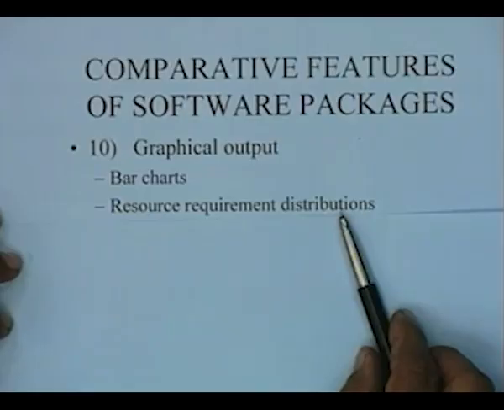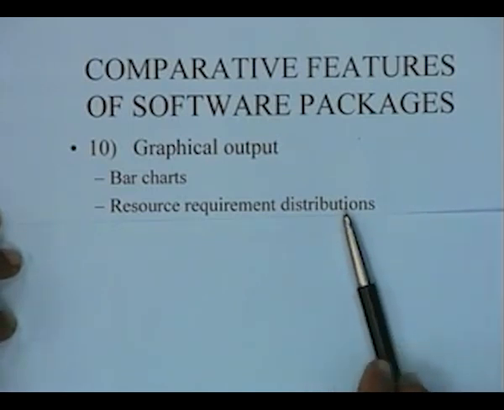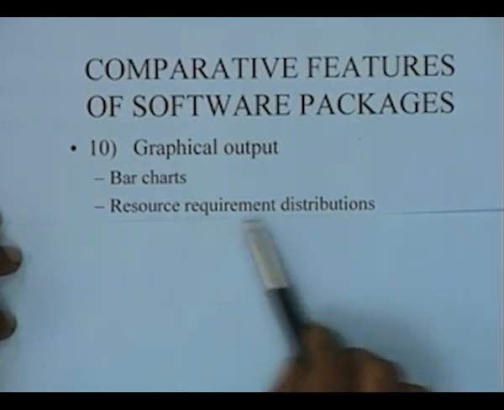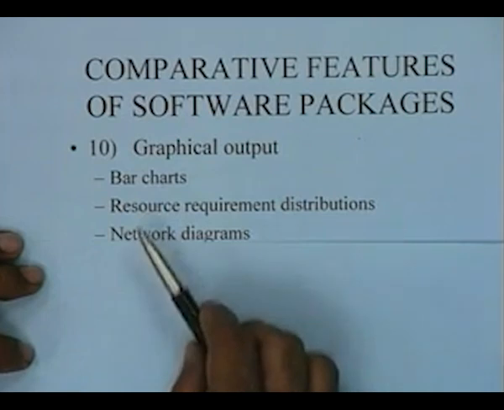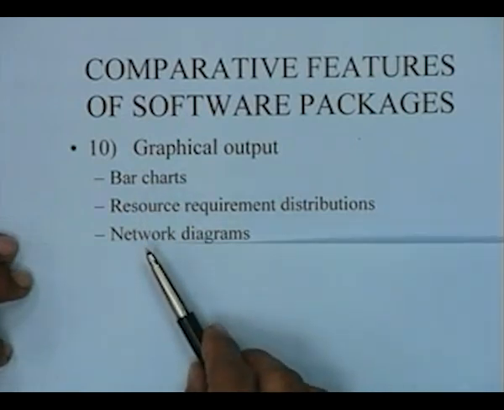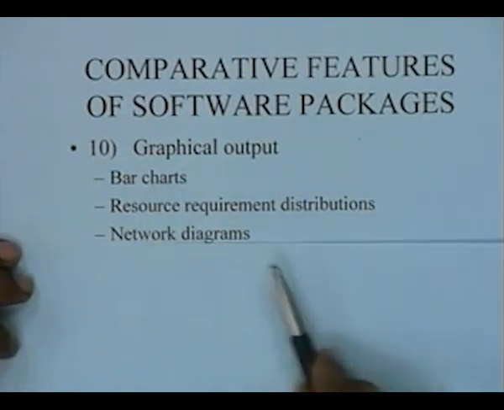Resource requirement distributions are also basically bar charts, isn't it? The plotting of a resource requirement distribution or a resource aggregation profile. What is that? That is also essentially this kind of a graph which shows you how the resource requirements will vary over time. Then the network diagram. So these are the three kinds of graphical output that we require when we are doing project management.